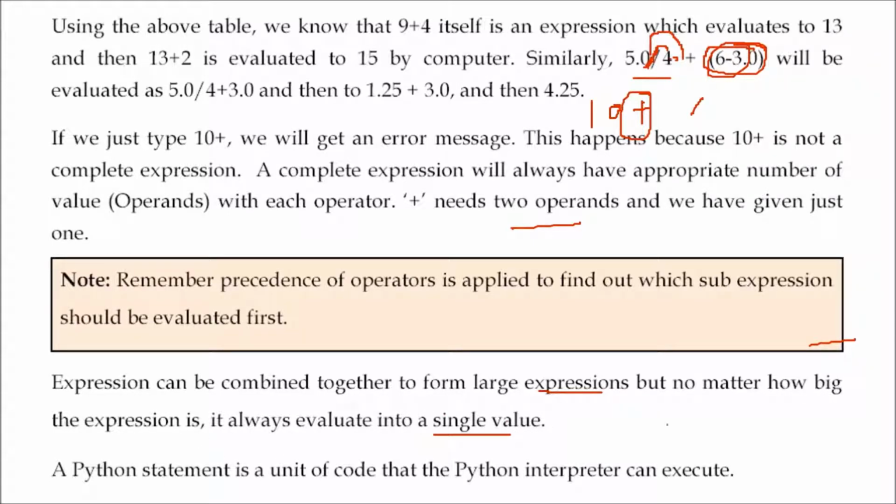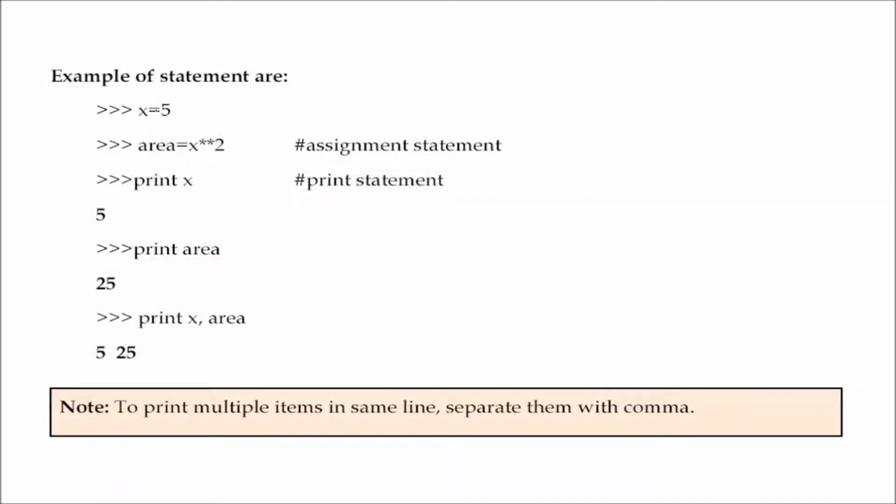So the Python statement, any statement, is a unit of code that the Python interpreter can execute. So we have an example of statement x is equal to 5. So 5 is assigned to x. This is a statement. area is equal to x exponent 5. So this is an assignment statement. print x, this is printing x. This is a print statement. print area, this is printing the area.